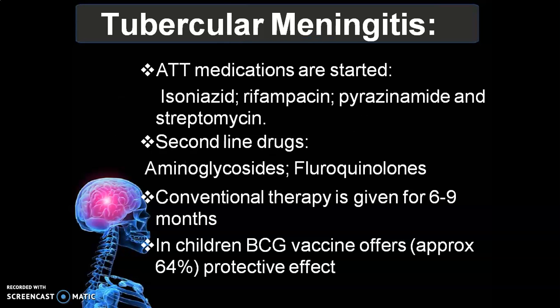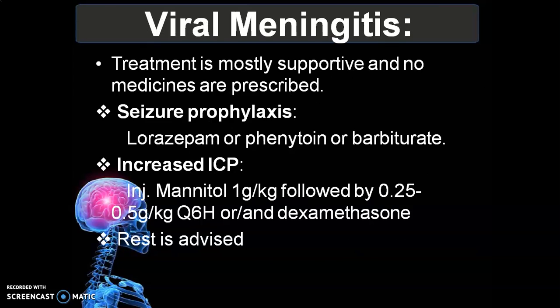And what will be in tubercular meningitis? In tubercular meningitis, the medication is started with anti-tubercular drugs or anti-tubercular therapy we have to give, like these medicines: first of all isoniazid, rifampicin, pyrazinamide and streptomycin. The second line of drugs, fluoroquinolones or aminoglycosides, we have to give. The conventional therapy is given for 6 to 9 months, and in children the BCG vaccine offers approximately 64% protective effect. So vaccination is important in children as well.